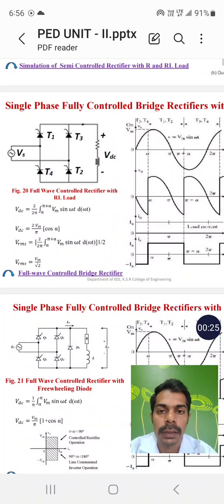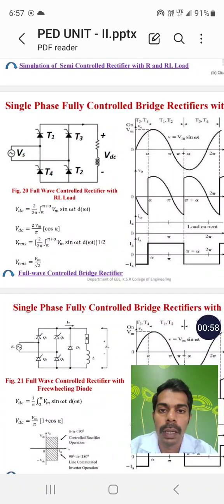Rectifier means it is converting the AC voltage into a DC voltage. That is, input is AC and output is DC in a single phase fully controlled rectifier. Fully controlled rectifier means, as the name indicates, all four thyristors are controlled by the gate pulse. If it is a half controlled rectifier, only two thyristors are controlled, and the remaining two diodes are uncontrolled devices.